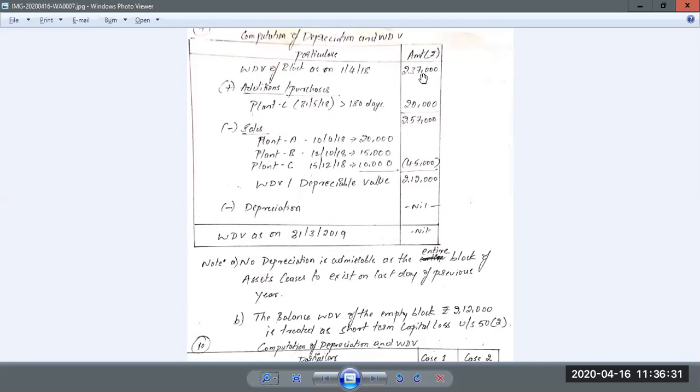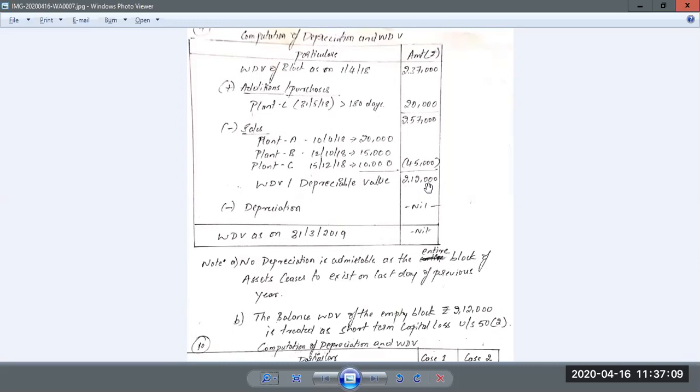So you have old plants A and B, then you have purchased a new plant C for 20,000, and the total value of A, B, and C put together is 2,57,000. Then whatever sales you have made during the previous year, we have to deduct. All the three plants, the old plants A and B as well as the new plant C, have been sold. Plant A was sold at 20,000, plant B at 15,000, and plant C at 10,000. Adding all these three, the total comes to 45,000. So out of this 2,57,000, if you deduct 45,000, you will get the WDV value as 2,12,000.